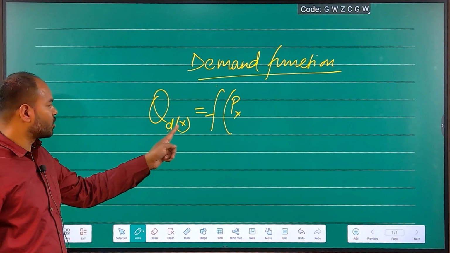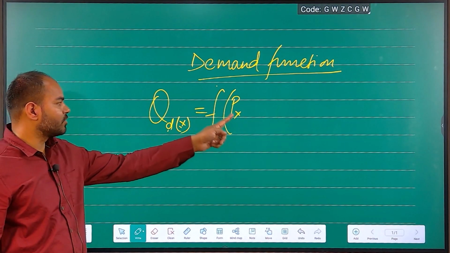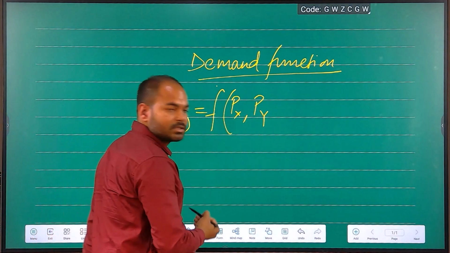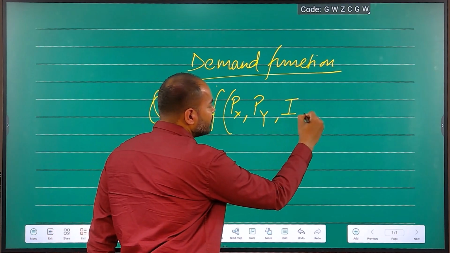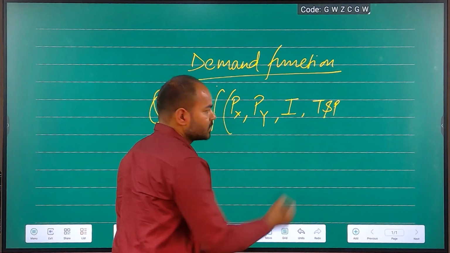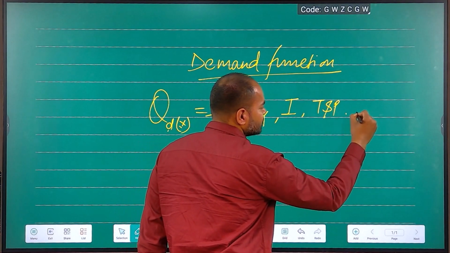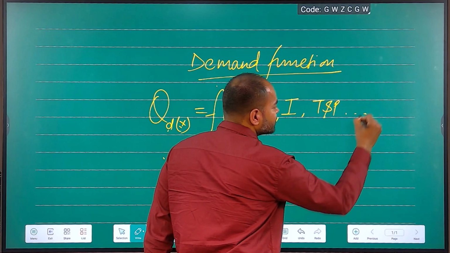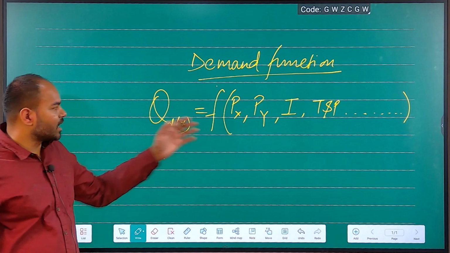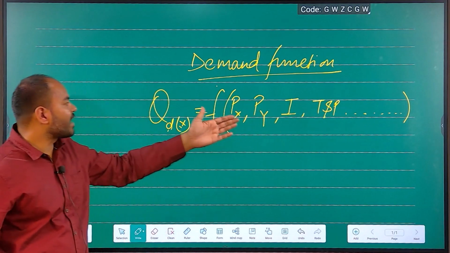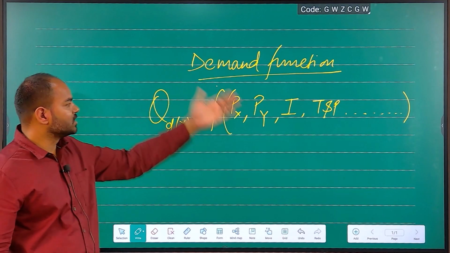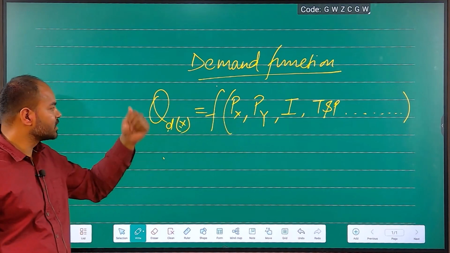Quantity demand of product X is a function of the price of X, price of related goods, income of consumer, tastes and preferences, mother's advice, father's choice, friends' suggestions, and a number of other things. All these are the factors affecting your demand for the product X. So this is what can be understood as the demand function.